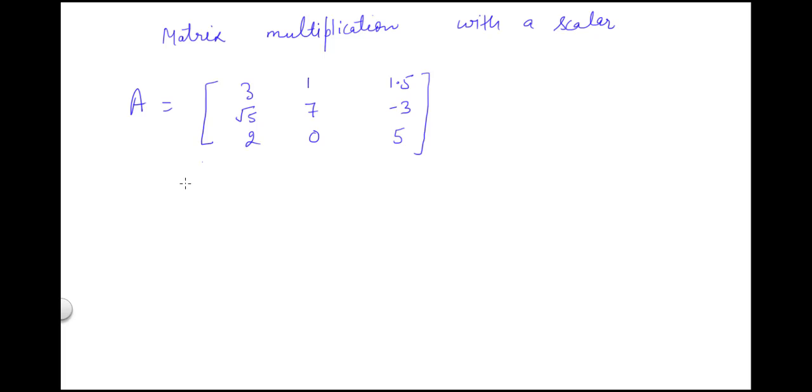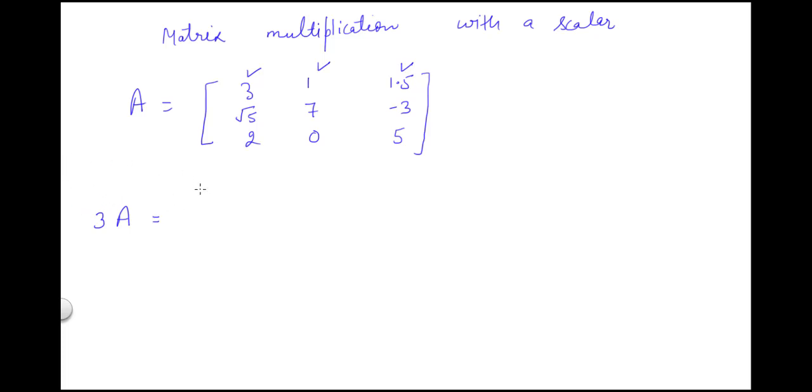Now we have to calculate 3A. That means we have to multiply the matrix A with 3. So what is this property that whenever we multiply a matrix with a scalar number, I am considering here a fixed number, let it be 3, each and every element of the matrix will get multiplied with 3. Clear? So what is the answer for this?